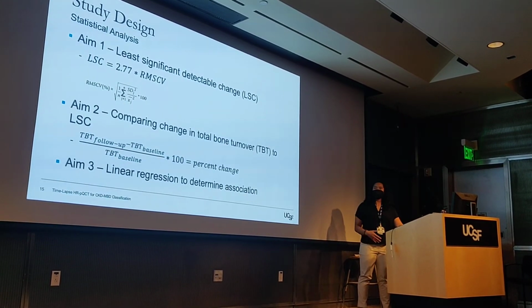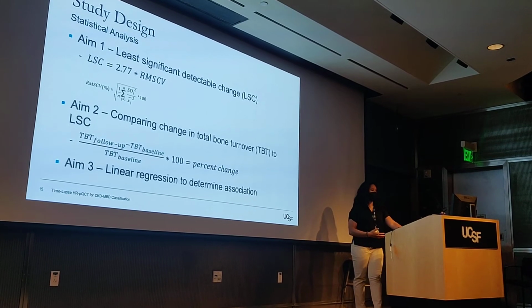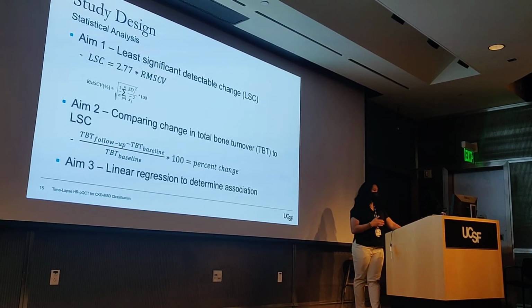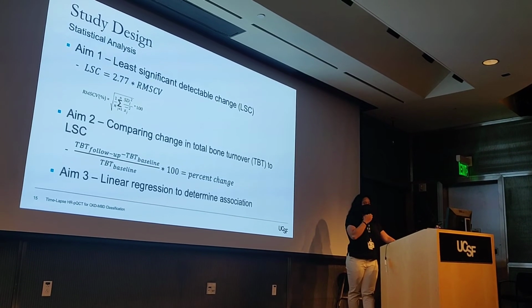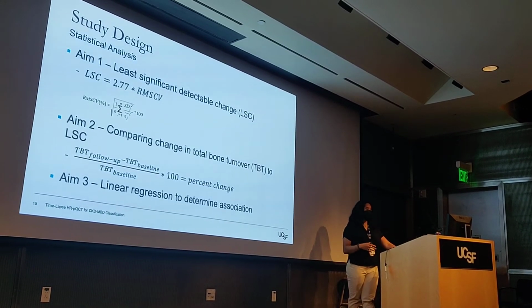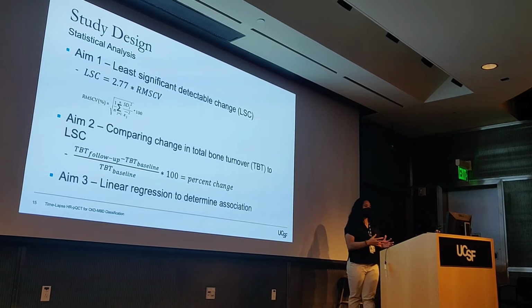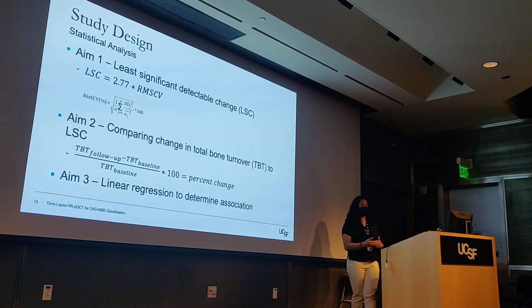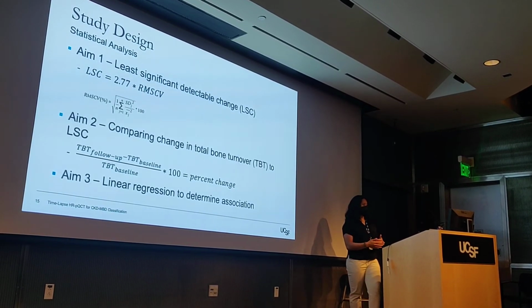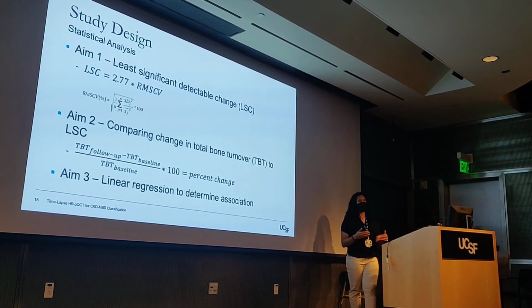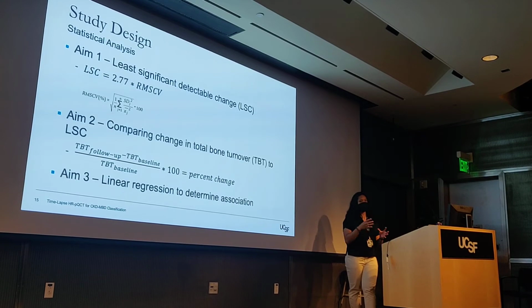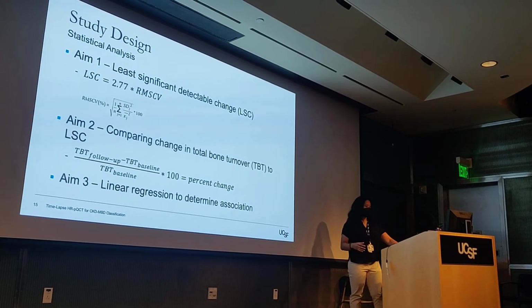Lastly, there's some statistical analysis once we get the results for all of the 3 aims. For aim 1, as I mentioned, we're trying to calculate that least significant detectable change. For aim 2, we're comparing the turnover at a follow-up visit to the least significant change. And lastly, we'll do a linear regression to determine the association between biopsies and time-lapse.